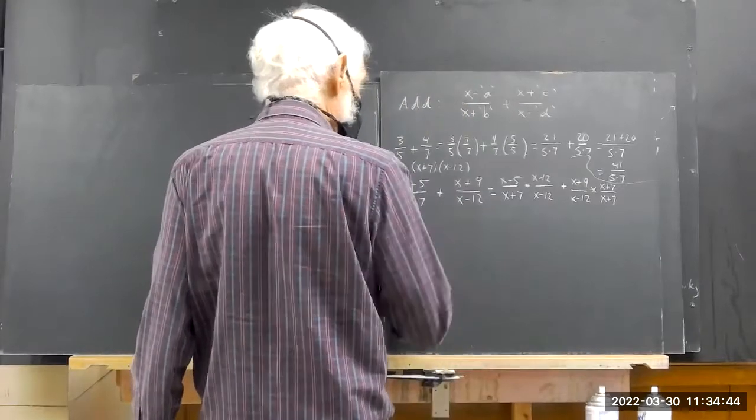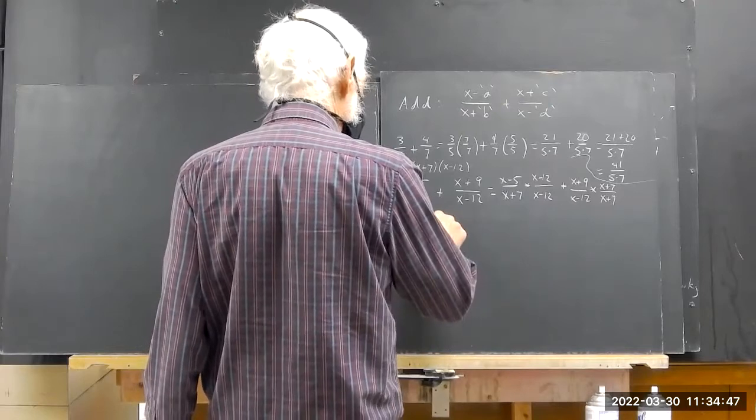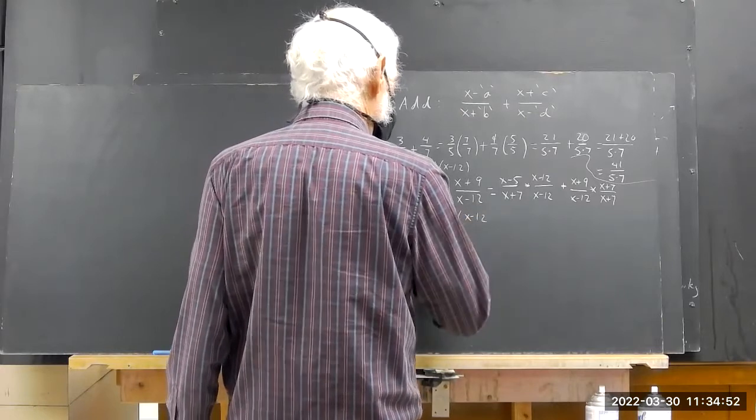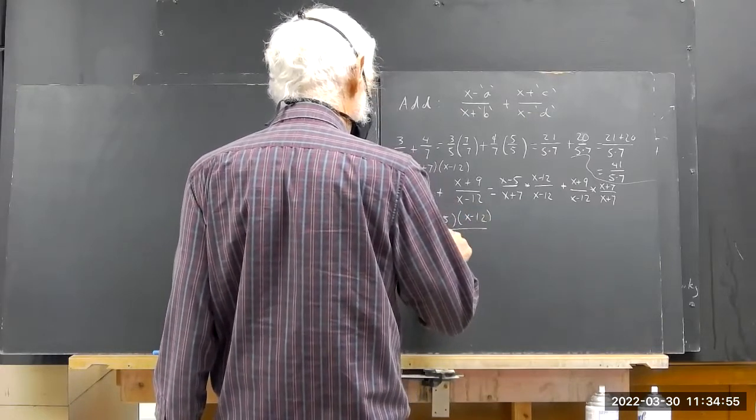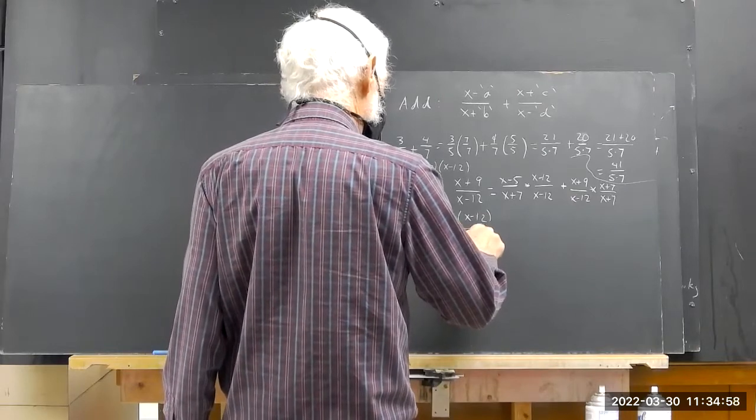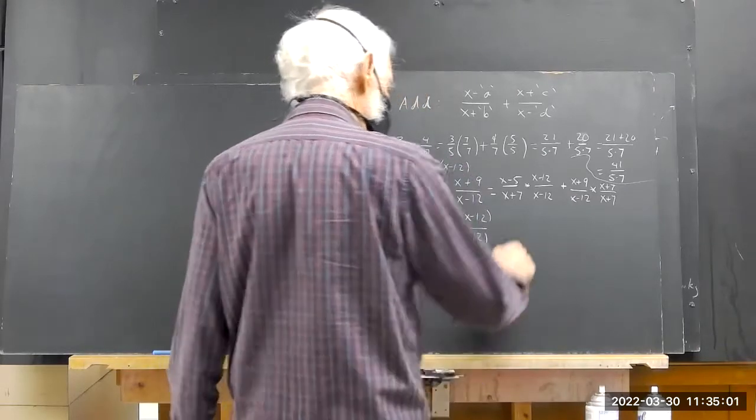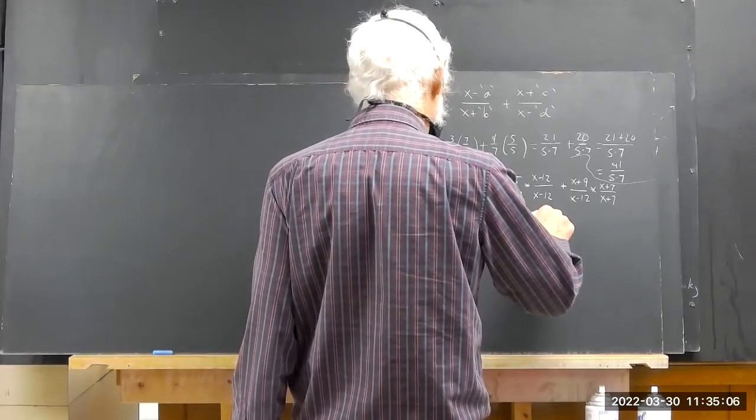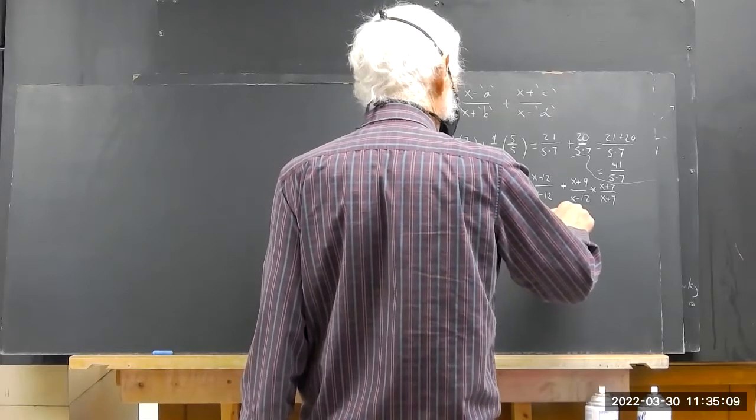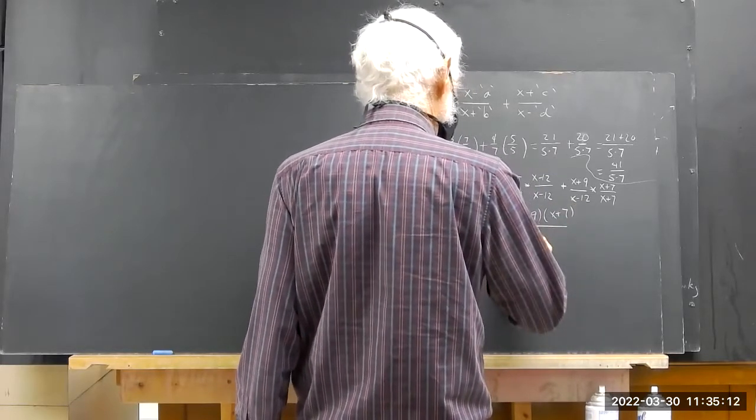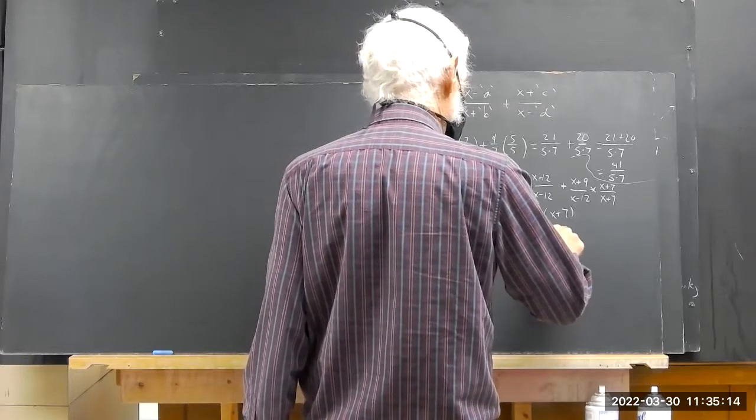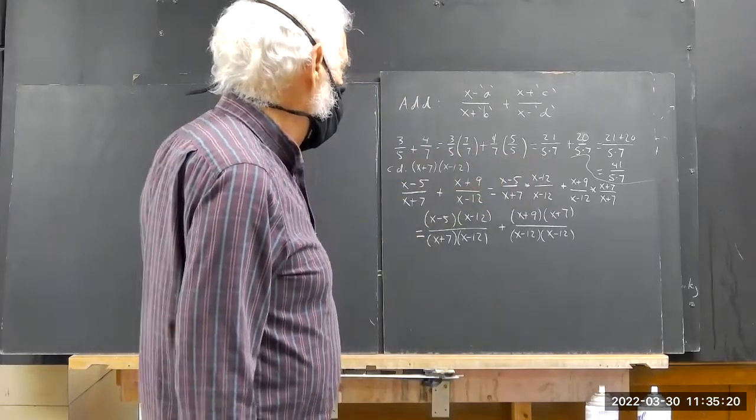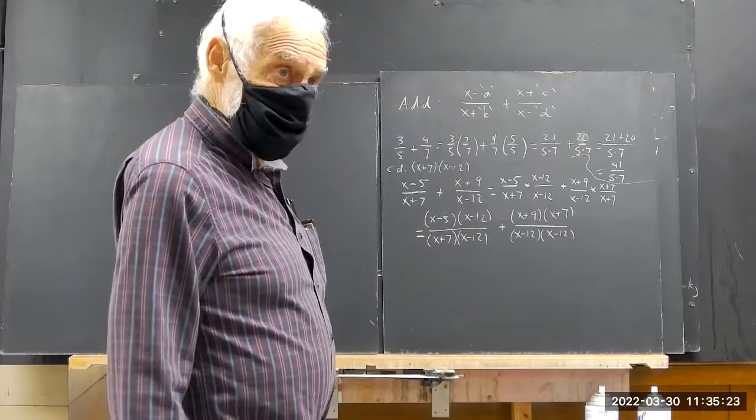Now, that then equals x minus 5 times x minus 12 over x plus 7 times x minus 12, plus x plus 9 times x plus 7 over x minus 12 times x minus 12. Now, this is completely analogous to the step that I didn't write, okay?